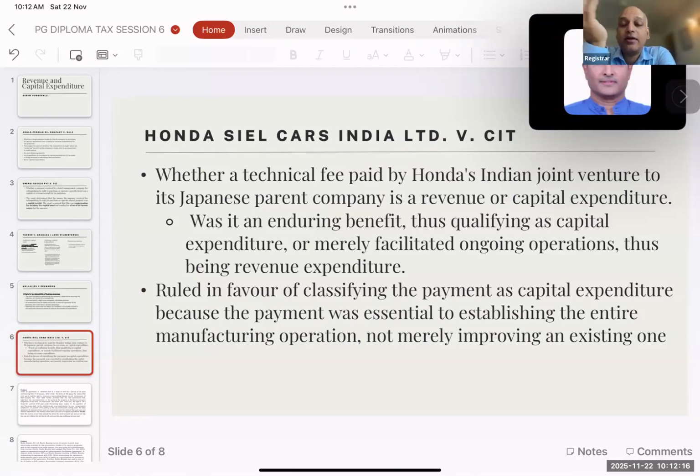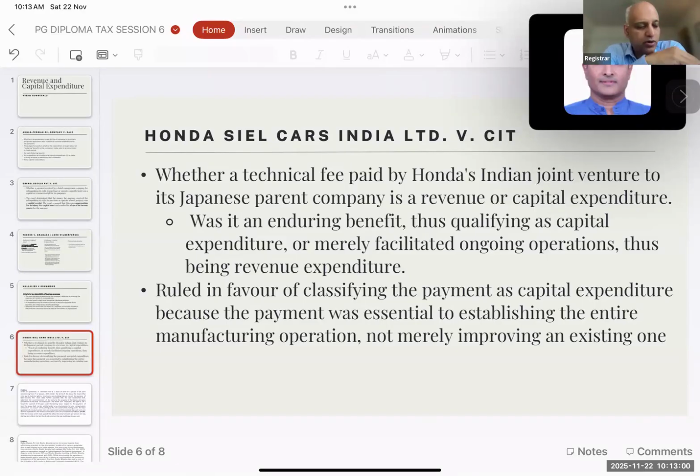This is an Indian case. This is called the Honda Seal Cars India Limited v. CIT. And the question there was whether a technical fee paid by Honda's Indian joint venture to its Japanese parent company is a revenue expenditure or a capital expenditure. So, was it an enduring benefit, thus qualifying as capital expenditure, or merely facilitated ongoing operations, thus being revenue expenditure? And the court here ruled in favor of classifying the payment as capital expenditure because they said the payment was essential to establishing the entire manufacturing operation and not merely improving an existing one.